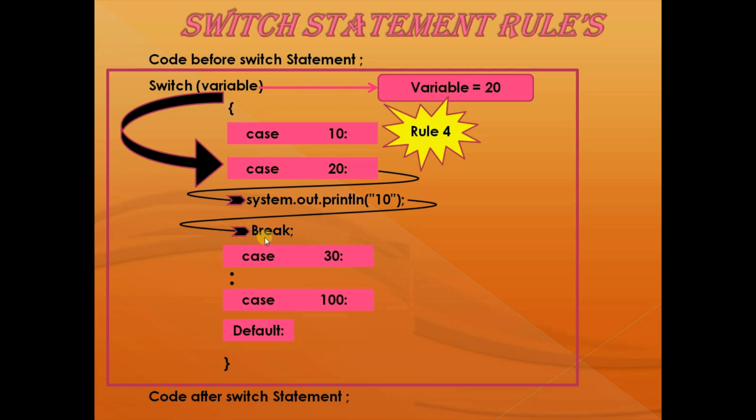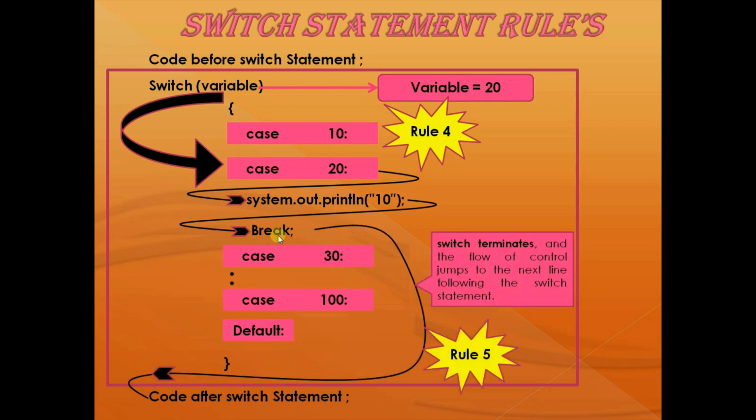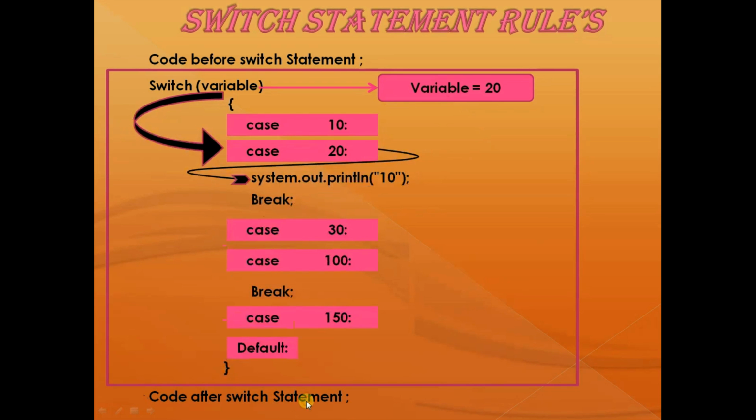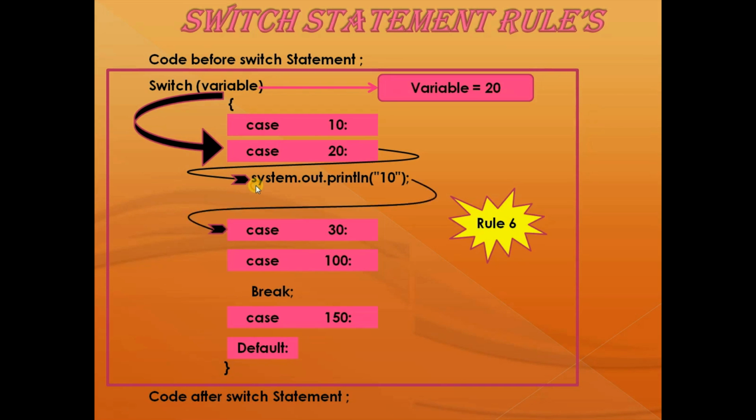Another rule is when a break statement is reached, the switch terminates and the flow of control jumps to the next line following the switch statement. Another rule is not every case needs to contain a break. If no break appears, the flow of control will fall through to subsequent cases until a break is reached.